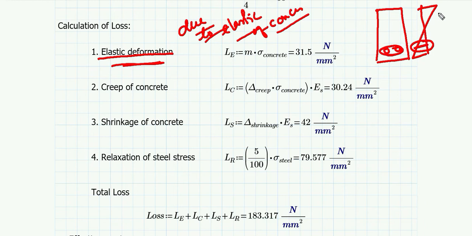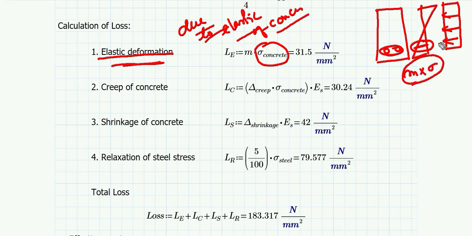So here the stress is direct stress, which is already there in the section, P by A, given by 4.8 or so, which we have denoted as sigma concrete. Just now we have calculated sigma concrete, and if you multiply it by m, the modular ratio, then we get the stress in steel. We can convert the stress in concrete to steel by multiplying by the modular ratio, and this will give you the loss in steel because of the elastic deformation of concrete. So the equation for the elastic deformation loss in steel is the modular ratio into the stress in concrete at the location of the steel, which comes out to be 31.5.